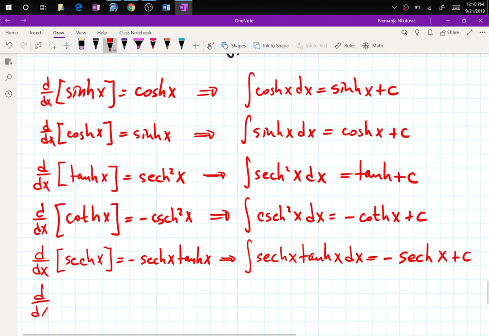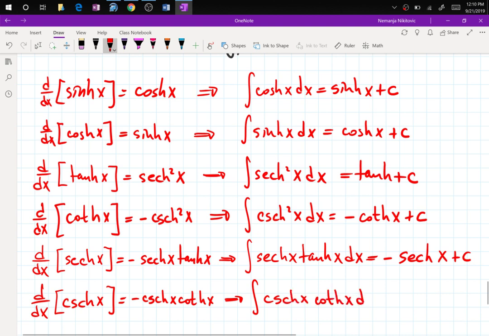And the final one is the cosecant. The derivative of cosecant hyperbolic x is negative cosecant hyperbolic x cotangent hyperbolic x. The integral of cosecant hyperbolic x cotangent hyperbolic x dx is negative cosecant hyperbolic x plus c.